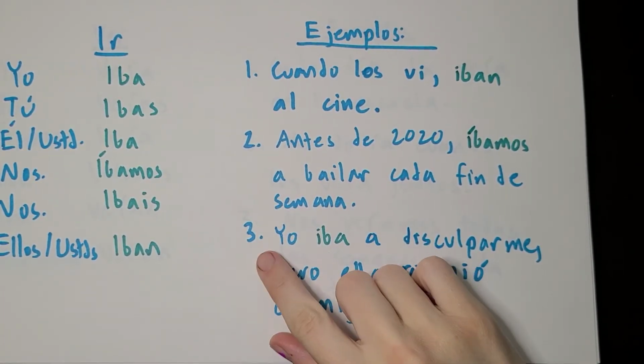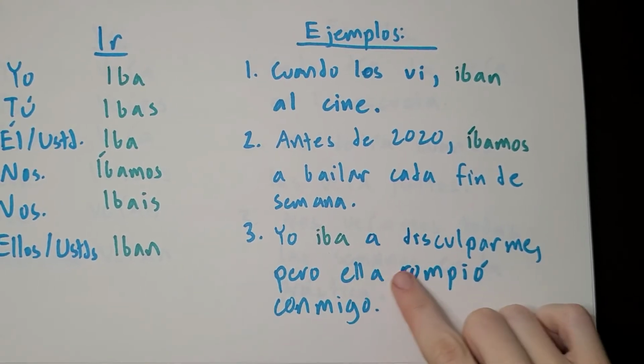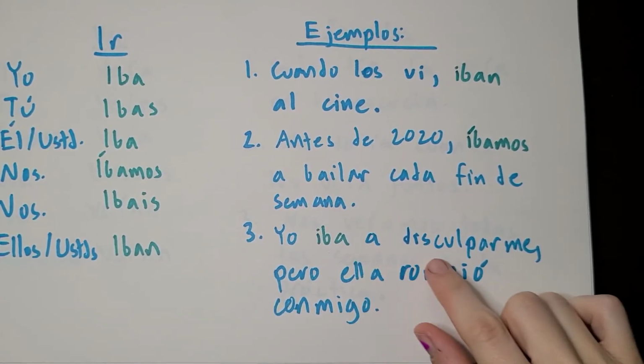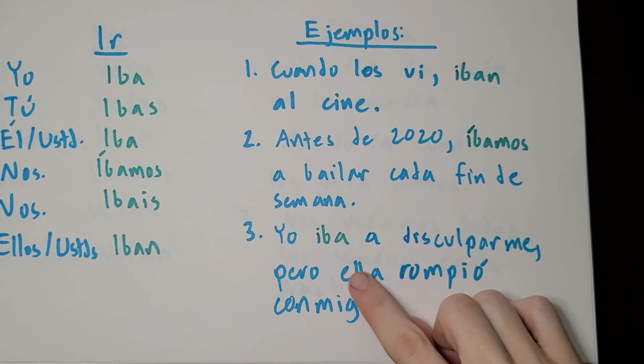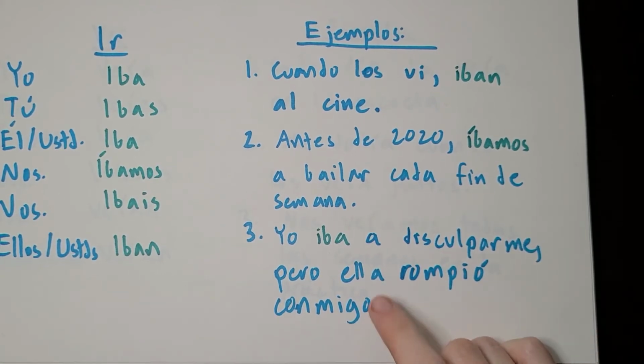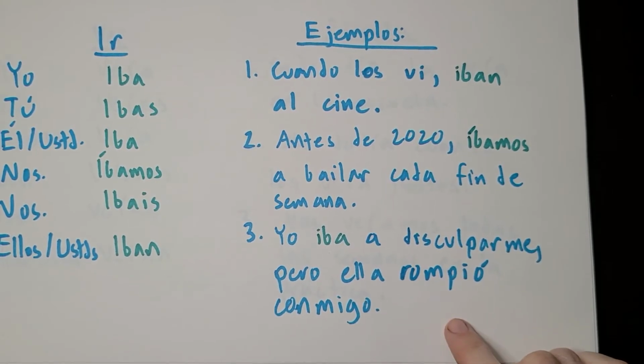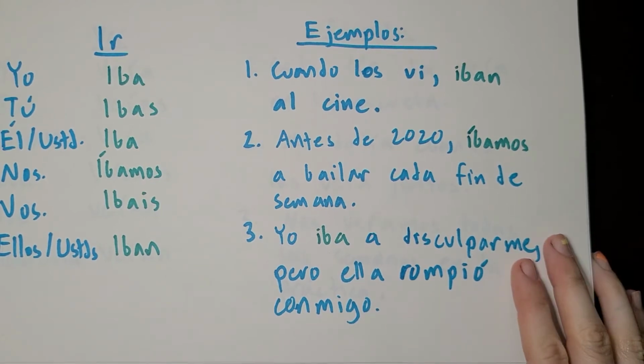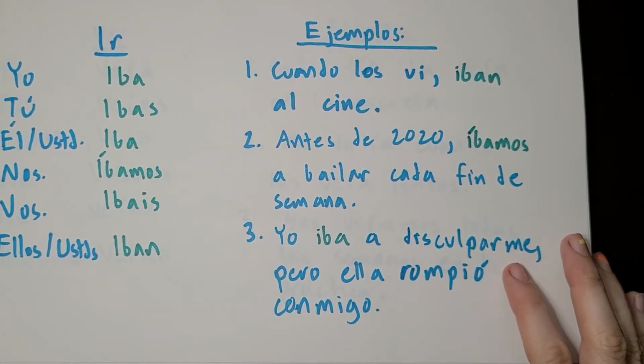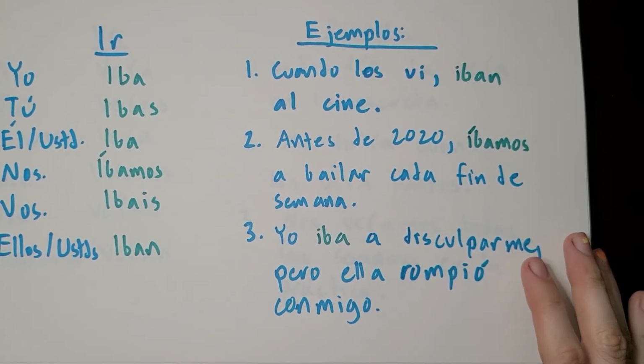Okay. 3. Yo iba a disculparme. I was going to apologize. Pero ella rompió conmigo. But she broke up with me. So to romper means to break. And when you're breaking up with somebody, you say romper con alguien. Break up with somebody. You can also say cortar con alguien. Cortar means to cut, but it also means to break up with somebody.